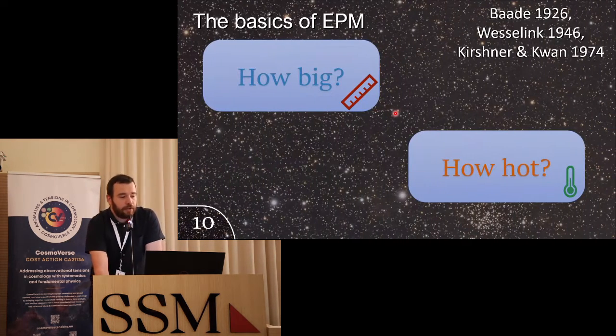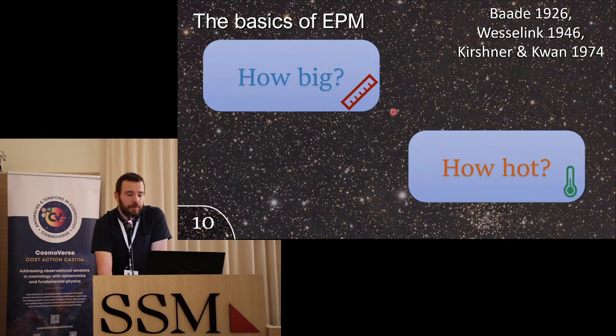What we are ideally trying to determine when we are using the EPM method, the expanding photosphere method, is how big this photosphere is at given epochs and how hot it is. Because if you have these two measures, you can directly estimate the luminosity based on the Stefan-Boltzmann law. And this is not new.